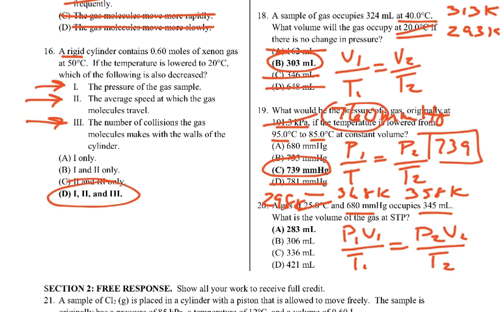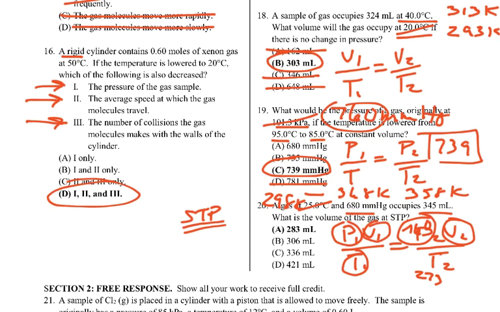But the STP, okay, STP implies two numbers. So it implies that the pressure is 1 atmosphere, or in this case 760 millimeters of mercury, and the temperature is 273 Kelvin. So we're going to try to find the second volume. We have three numbers to place in here, and then these two are implied. So we have 760 and we have 273, and when we get all done, we get 283 milliliters. So I'll leave that for you to actually calculate. But remember, STP implies a temperature and a pressure.